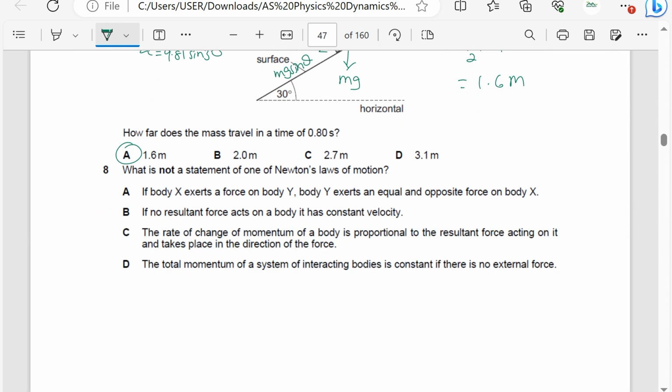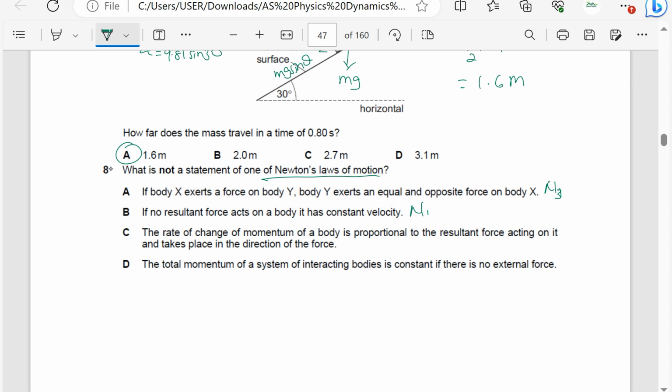What is not a statement of one of Newton's laws of motion? If body X exerts a force on body Y, then Y exerts an equal but opposite force on body X. That is Newton's first law? No, that is Newton's third law. If no resultant force acts on a body, it has a constant velocity. This is Newton's first law. As long as there is no resultant force on a body, it remains with a constant velocity.